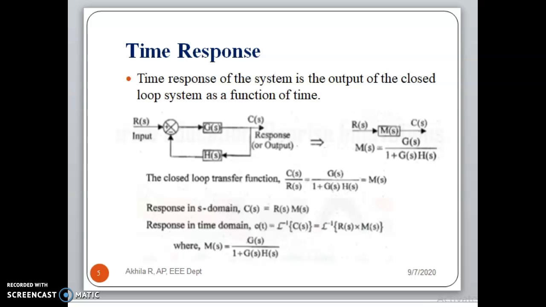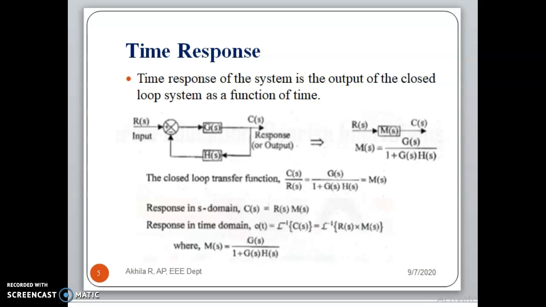Now, please see this block diagram of a closed loop control system. R(s) is the input, C(s) is the output. You have a gain of G(s) in the forward path and a feedback gain of H(s), connected as a negative feedback system. Your final transfer function, which I am calling M(s), is going to be G(s) by 1 plus G(s)H(s). So the response in the s domain is C(s) equal to R(s) into M(s), where M(s) is G by 1 plus GH.